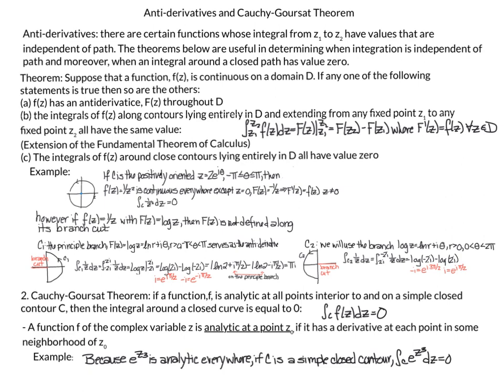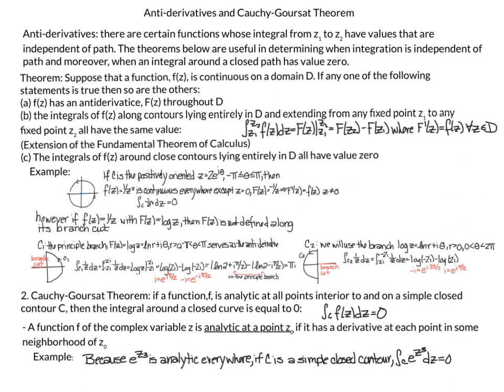So the idea is that once we have a function f that is continuous on a domain D, if the antiderivative exists throughout the entire domain D, then these parts of the theorem apply. And actually, if any one of these, A, B, or C, is true, it implies that the other two are true.